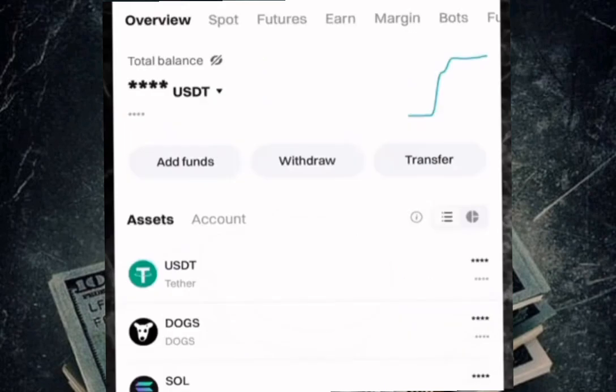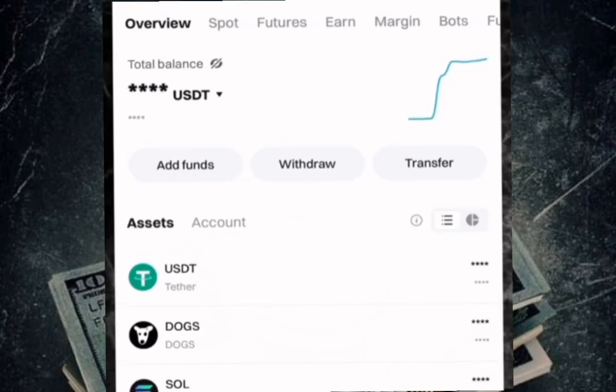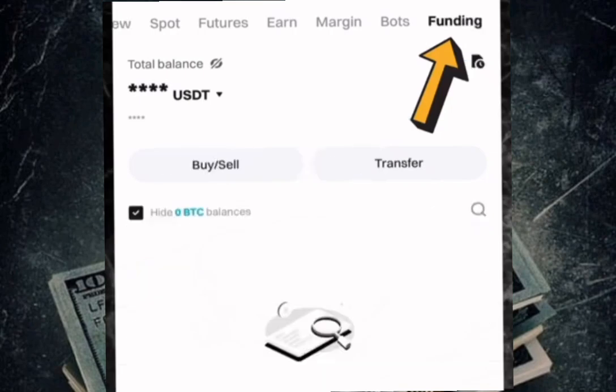Now, when you deposit money to your Bitget account via P2P, the funds will be in your funding wallet. If you look at the top of the screen right here, you see Overview, Spot, Futures, and margin bots, and if you scroll to the side, you see funding. That funding wallet is where your funds will be when you deposit money through P2P.